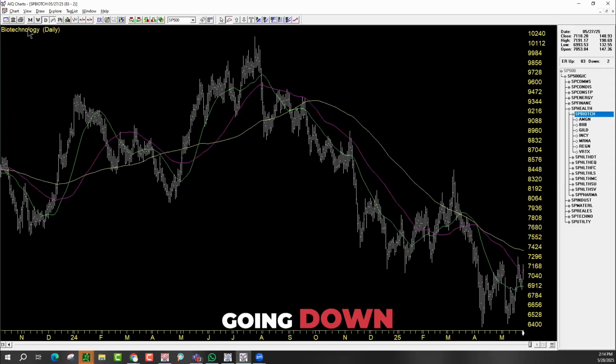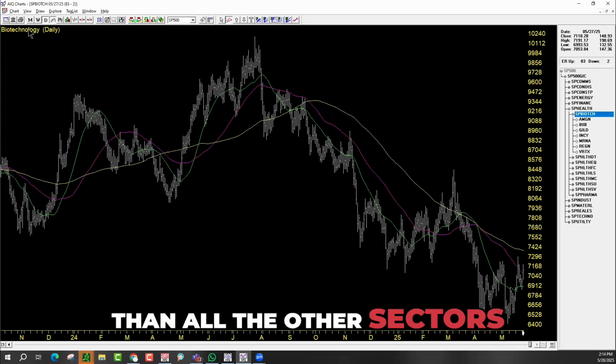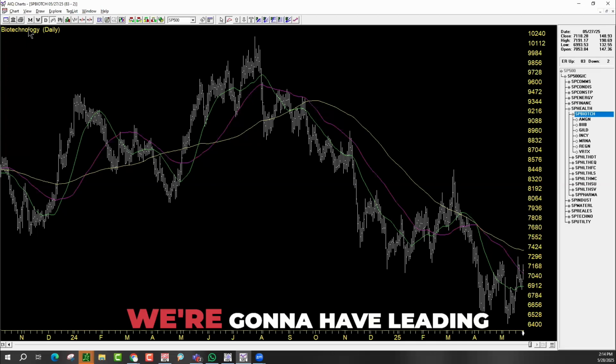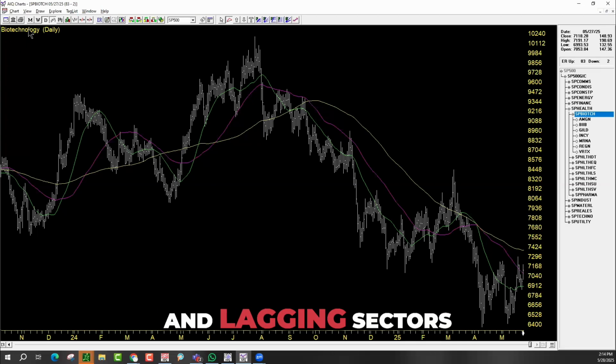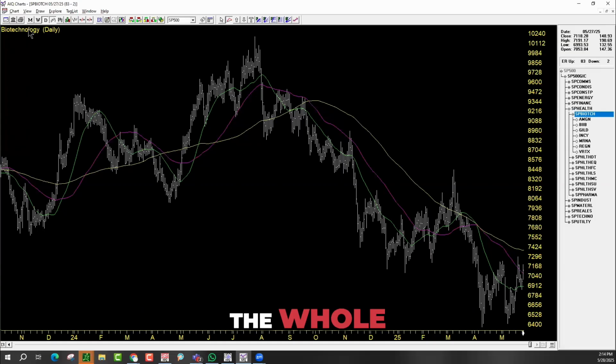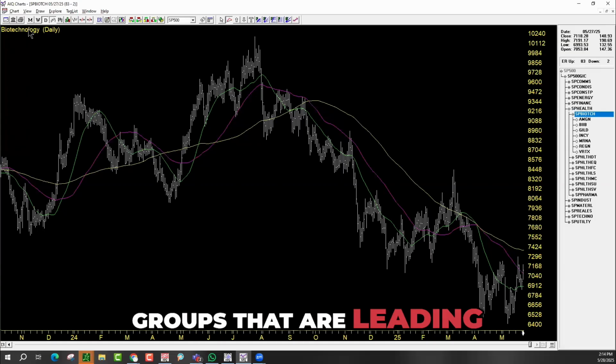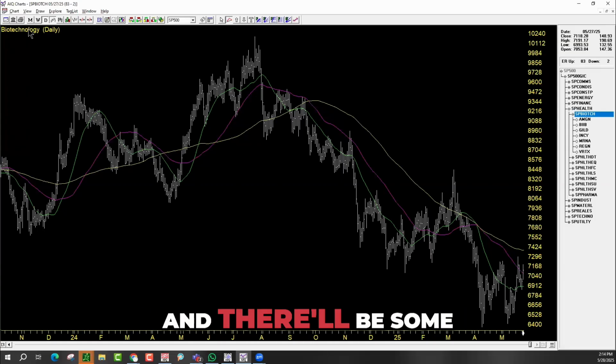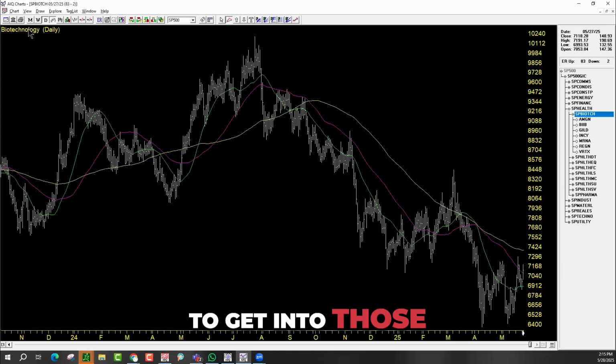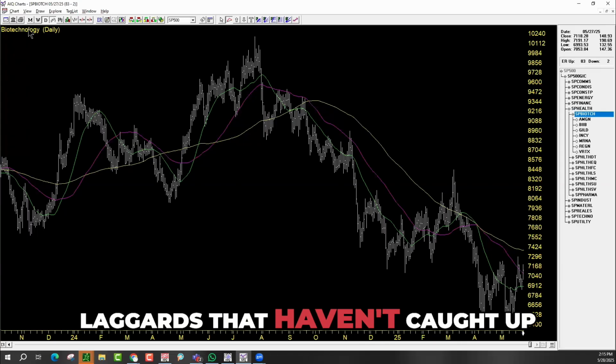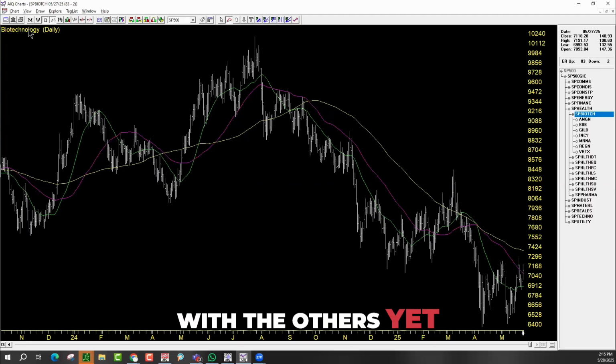So the health sector is going down. It's got a more accelerating down than most of the other sectors, in fact, than all the other sectors. So within here, we're going to have leading and lagging groups, groups that are leading the whole sector down, and there'll be some that are laggards. So when there's a move to the downside, it's kind of nice to get into those that are maybe the laggards that haven't caught up with the others yet.